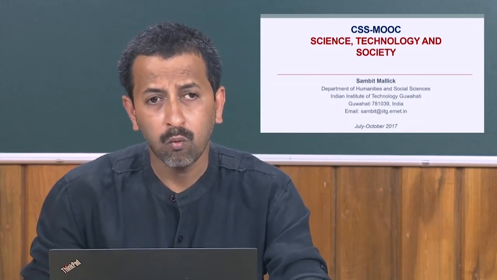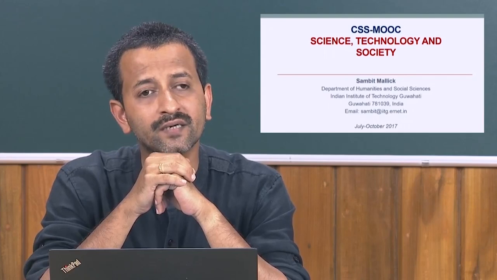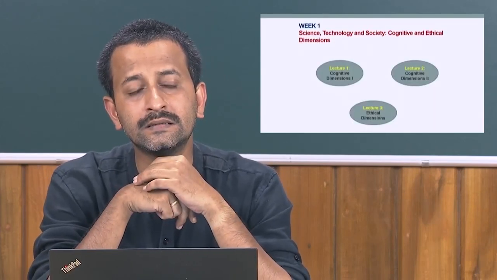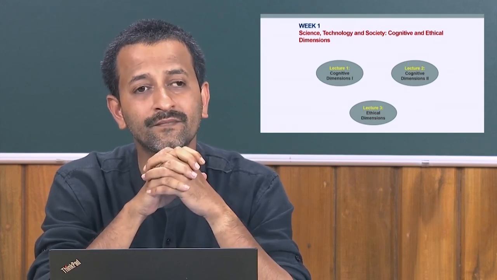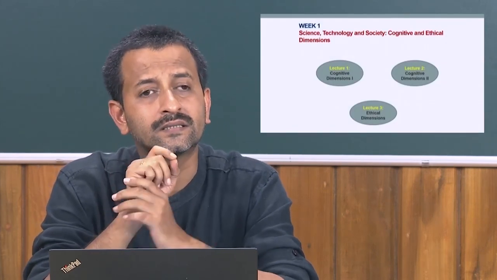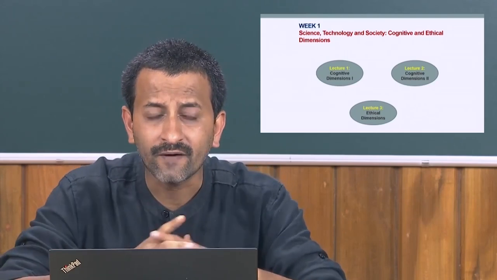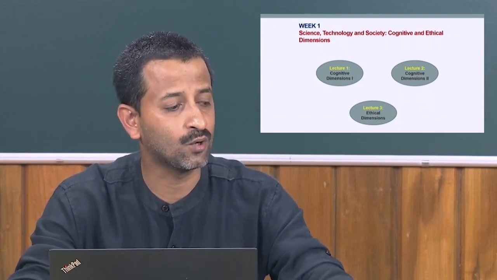What we did at the outset was that we started with the interrelationship between science, technology and society, and the kind of cognitive and ethical questions which are involved in this interrelationship. Lecture 1 covered a part of the cognitive dimensions, the second part was covered in the second lecture, and the third lecture covered ethical dimensions. In the first week itself, we started with certain epistemological questions.